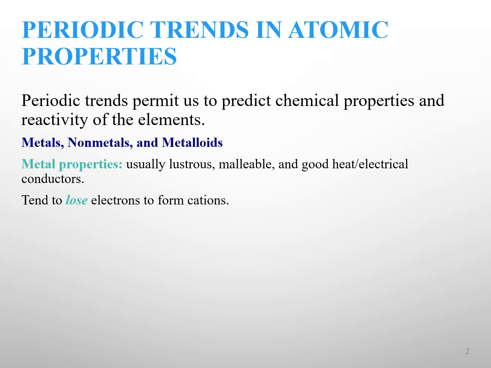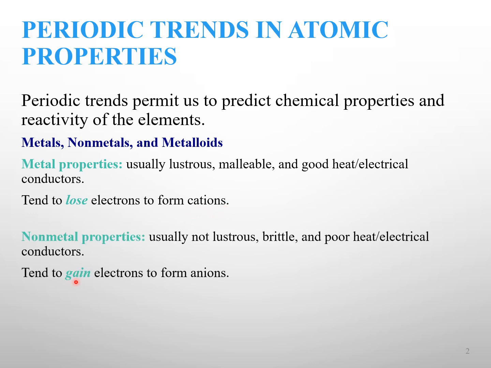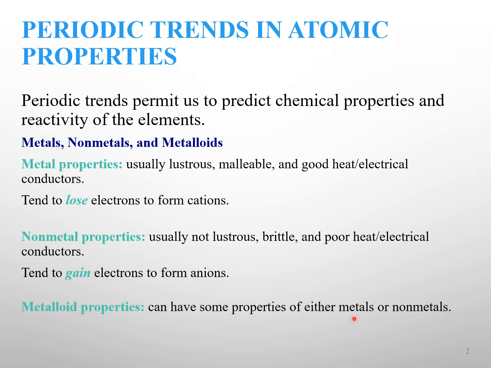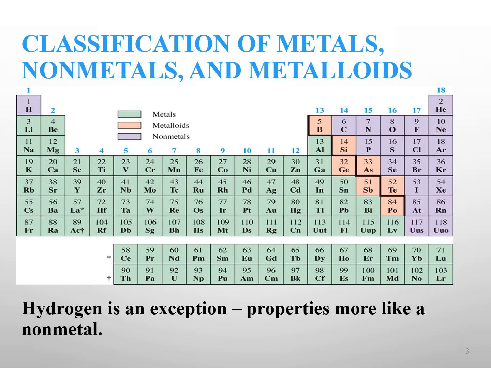Metals tend to lose electrons and form cations. Nonmetals are the opposite, and they tend to gain electrons and form anions. Metalloids can have properties of either metals or nonmetals. They're kind of in between. Our periodic table is broken down so that we have metals on the left side and nonmetals on the right side, and then we have metalloids in between the metals and nonmetals.